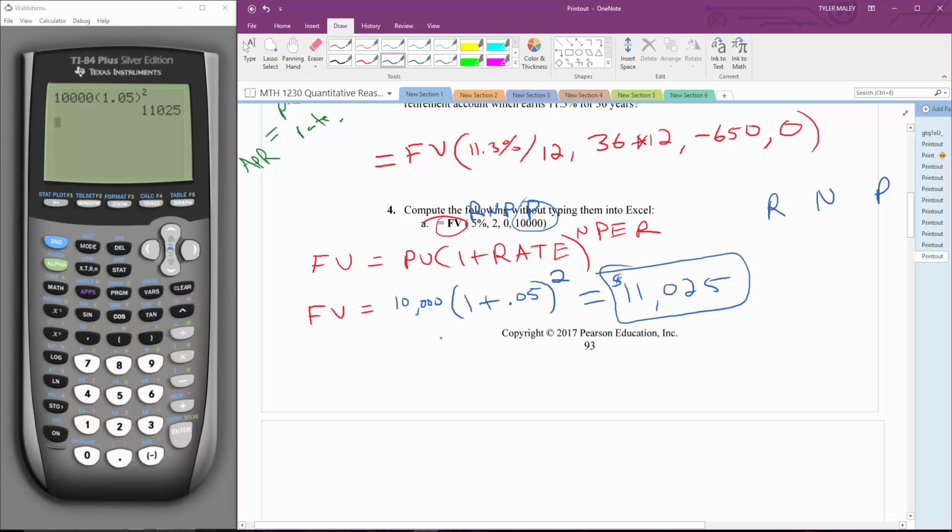So this is growing exponentially, so we're using the exponential form. So here would be the money in the account.